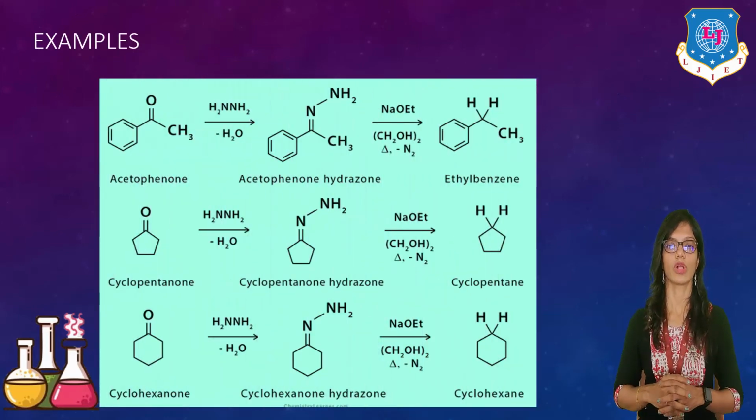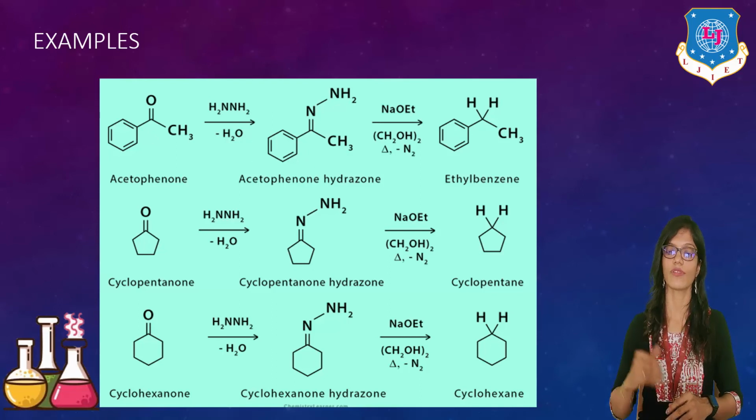The first reaction involves acetophenone, which will be converted to acetophenone hydrazone, and it will further be converted to ethylbenzene. Right? Now, the second one involves cyclopentanone to cyclopentanone hydrazone, and that will further be converted into cyclopentane. Right? And the last one is cyclohexanone. So cyclohexanone will be converted into cyclohexanone hydrazone, which is further converted into cyclohexane.